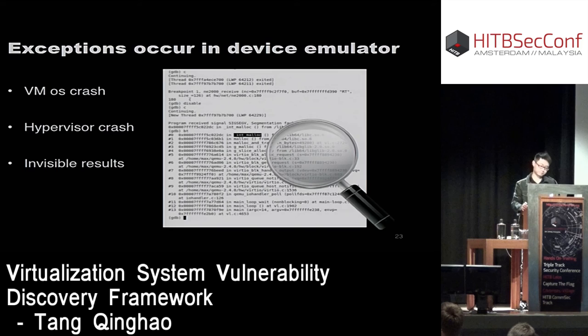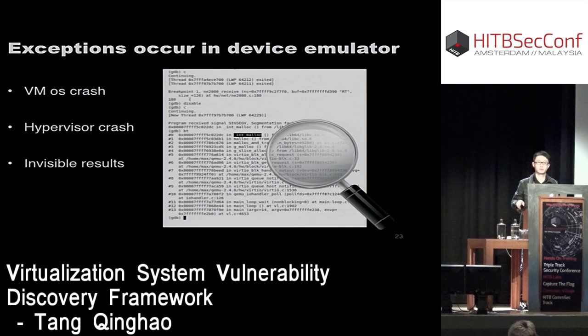There are three kinds of behavior. The first one is the virtual machine OS crash, the second one is the hypervisor crash, and the third one I call the invisible results. In the second behavior, usually there are some serious vulnerabilities that can make the hypervisor crash. In my tests, I found UEFI, double free, and other serious vulnerabilities in this behavior. For the third behavior, I found info leakage vulnerabilities.